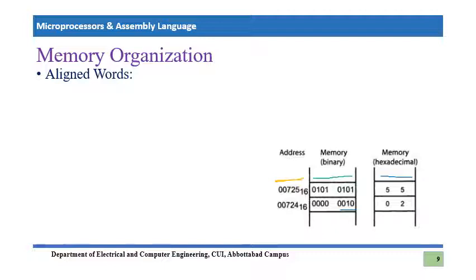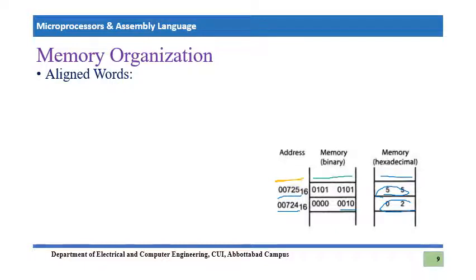Which one of them is the lower address? This one. Look, 00724 is definitely less than 00725 hex, and the content of 00724 is 02, and the content of 00725 is 55 hex, which means 02 will serve as the least significant byte of the word, and 55 hex will be the most significant byte of that particular word.